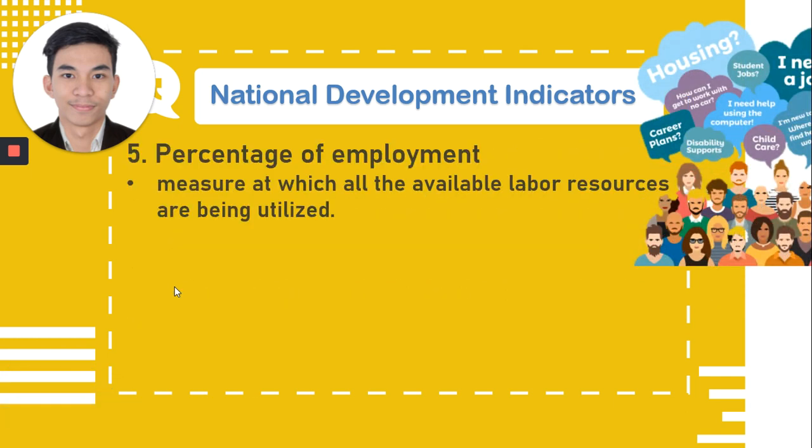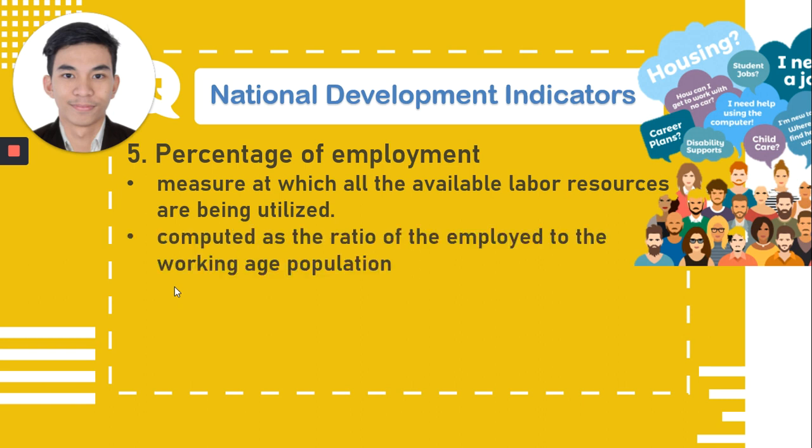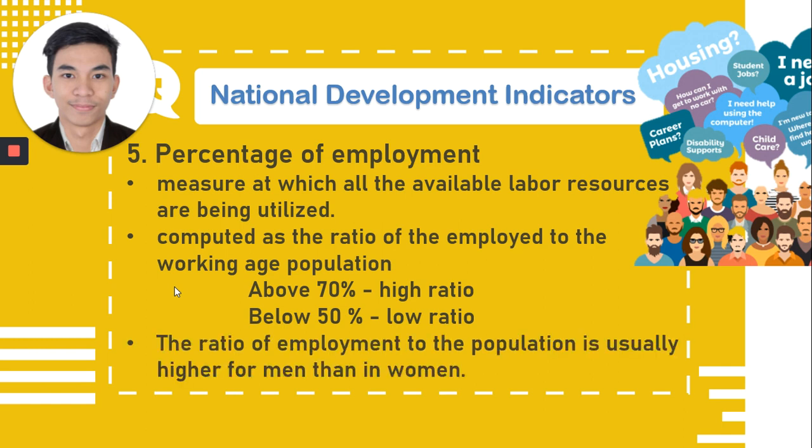So, di ba, it is defined as the employment rate or the measure at which all the available labor resources are being utilized. It is computed as the ratio of the employed to the working age population. Above 70% is considered a high percentage value, while 50% is considered a low ratio. Okay? And then the ratio of employment to the population is usually higher for men than in women.